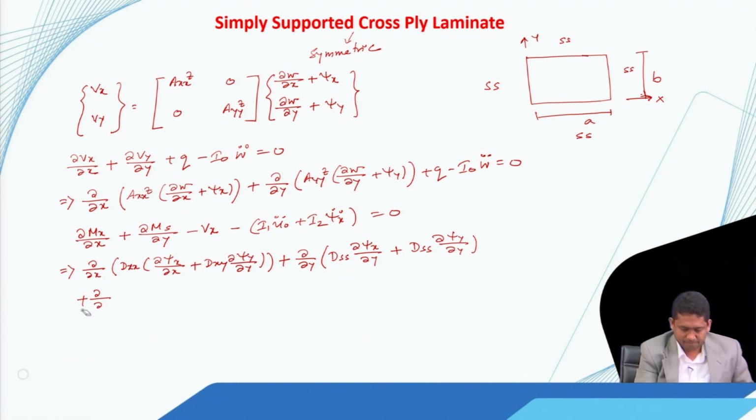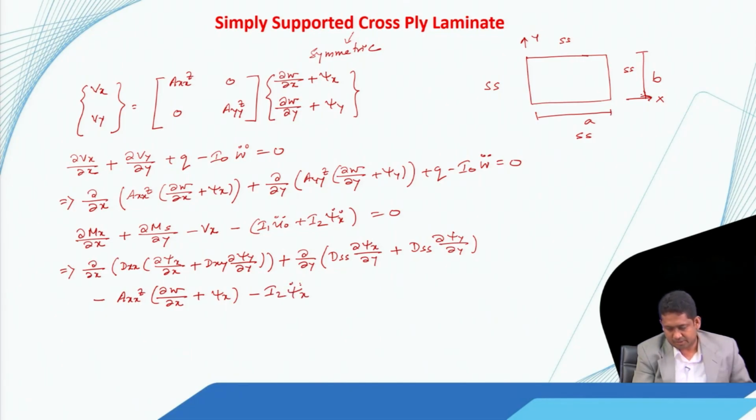And then we have the inertia terms, and those terms, then we have the minus Vx term, and for that we have Axz into del w by del x plus psi x, and then we have minus of I2 into psi x double dot.